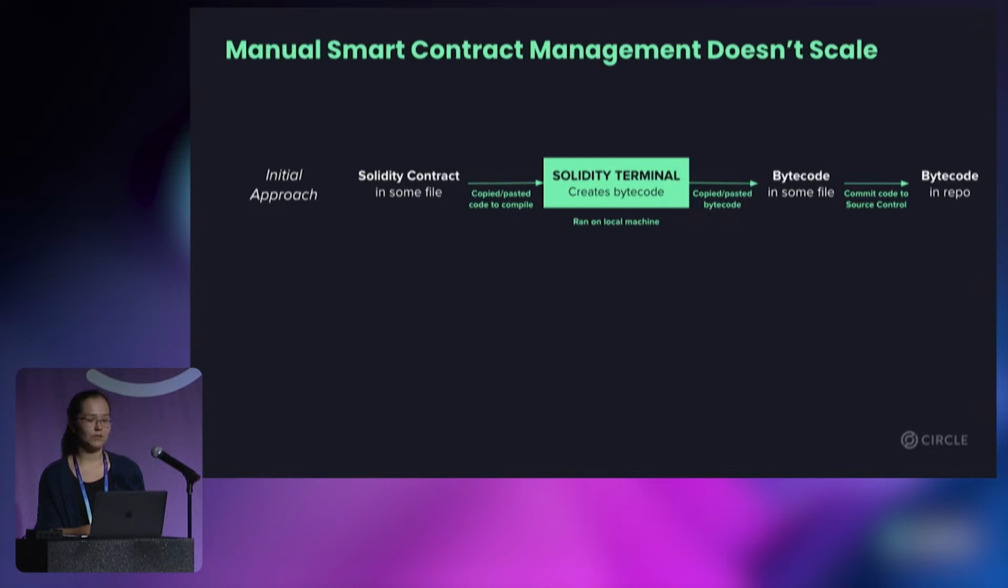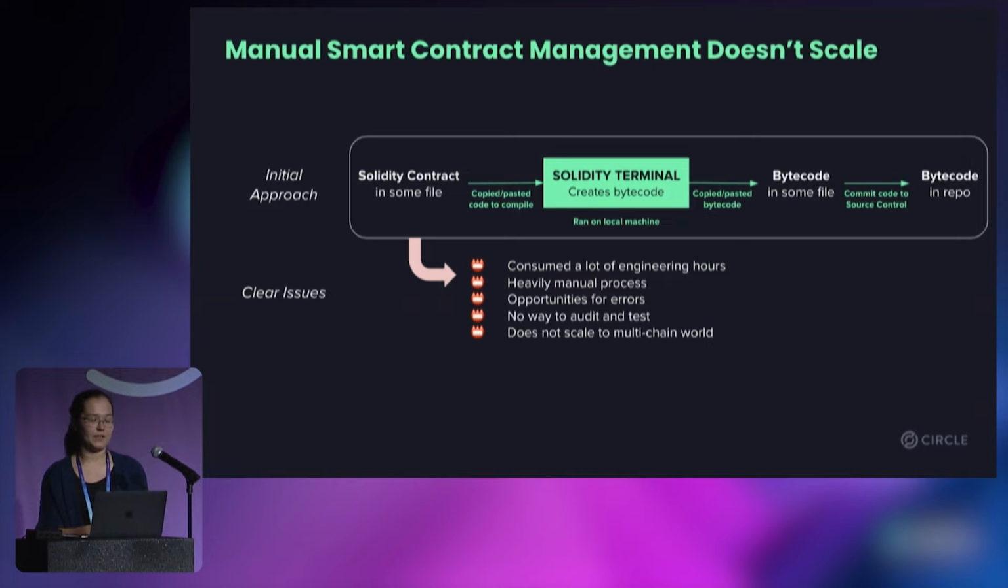The contracts themselves lived in a random file somewhere. And when we needed to compile them, one engineer would go grab them, and they would copy and paste the Solidity code into the Solidity terminal, just running on their local dev machine. And then once the terminal generated the bytecode, the engineer would then copy and paste it again into a file and commit that file to our repos.